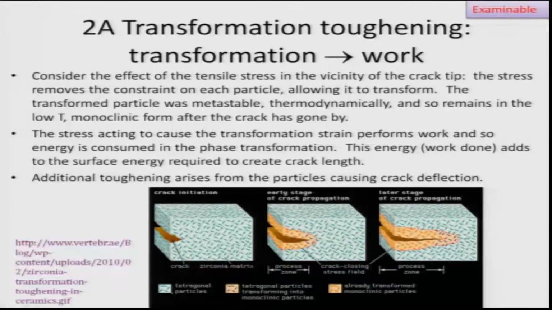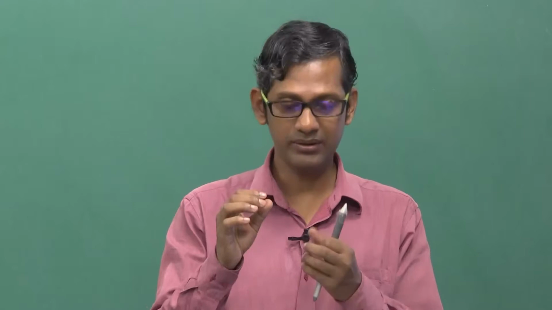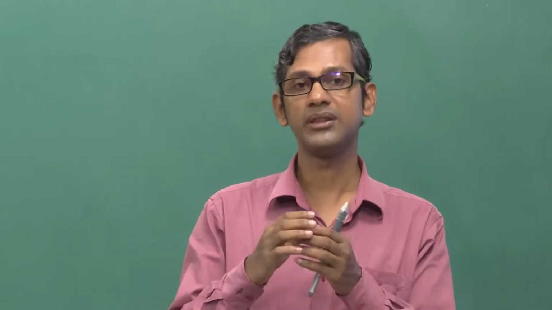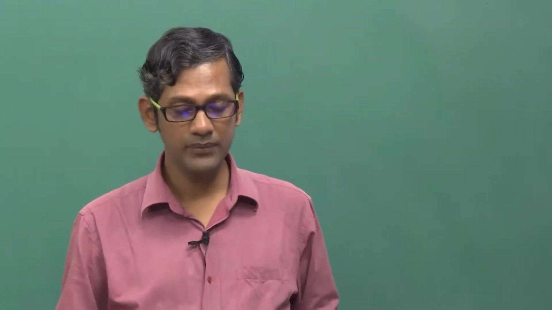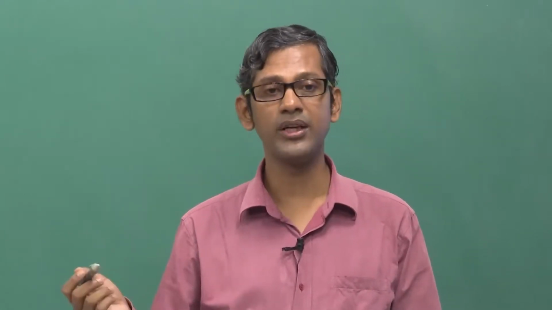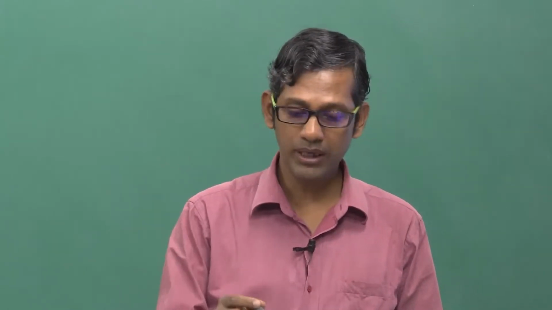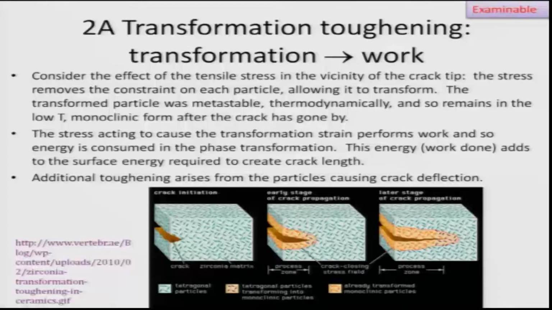Constraint means what? As I showed you, the sizes of the zirconium oxide particles, the tetragonal particles, are more than 200 nanometers. This may not transform to monoclinic if you cool it down to room temperature. So what will happen is that the stress can actually trigger the transformation, because stress can lead to volume change, and as the monoclinic requires higher volume, the transformation can happen. So transformed particles are thermodynamically metastable, and remain in the monoclinic form even after the crack has gone.